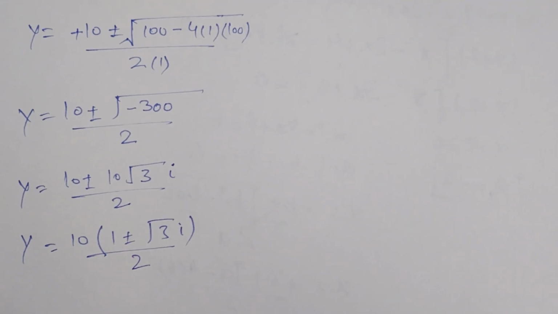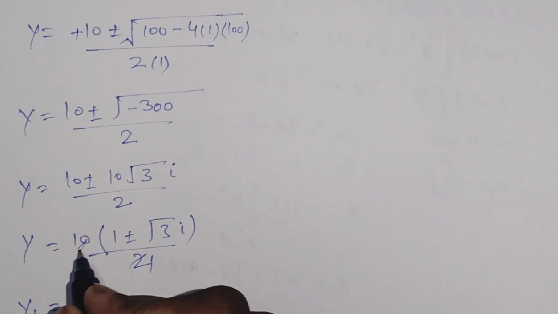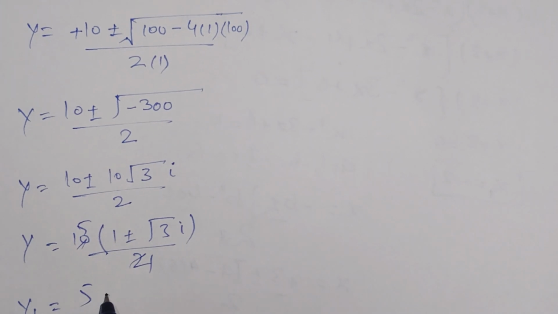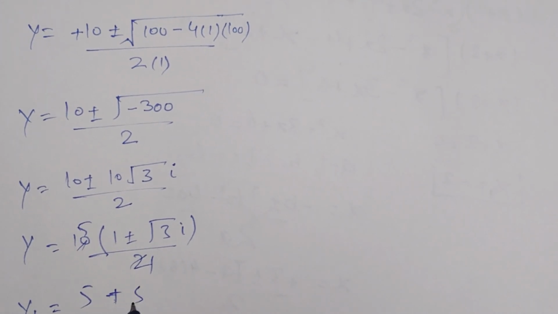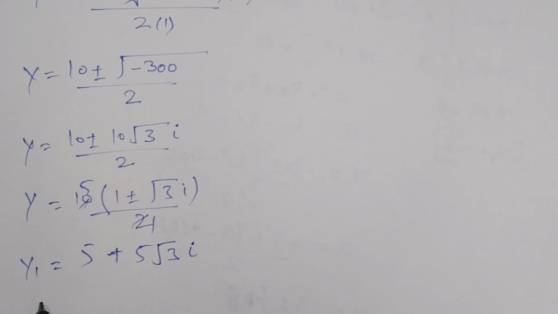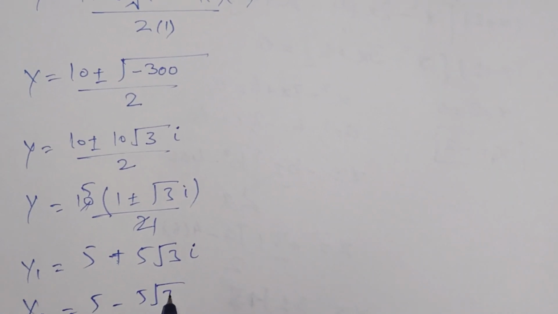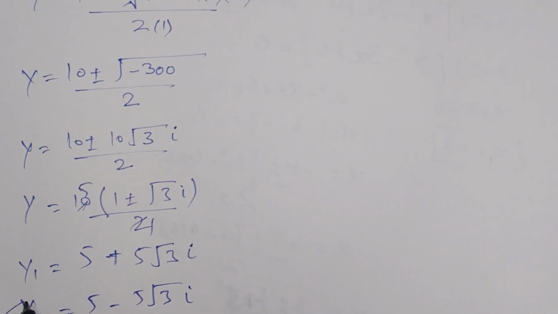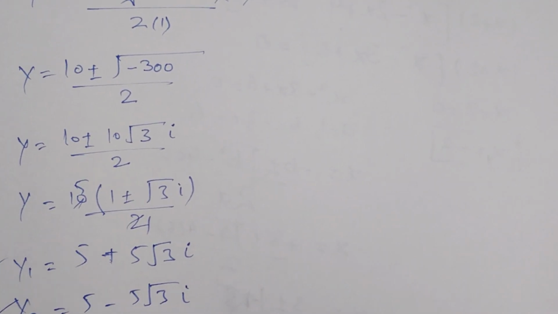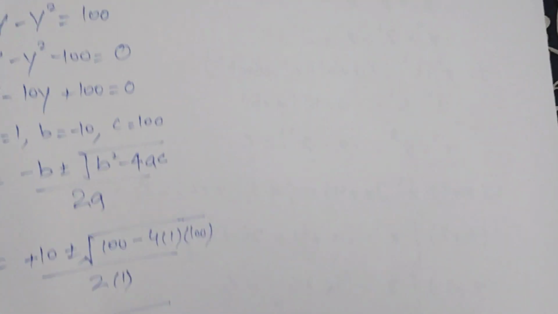So y1 will be 5 plus 5 square root of 3 iota. And y2 is 5 minus 5 square root of 3 iota. So we get two values of y. Now we'll put these values of y in our third equation to get the values of x.